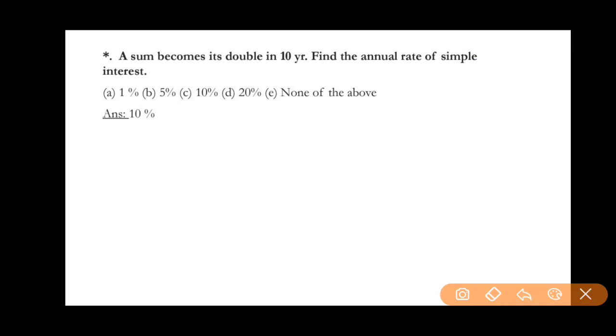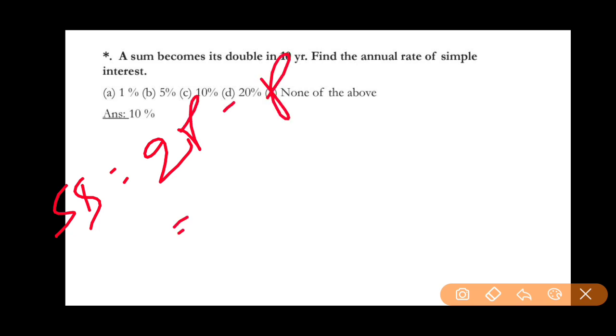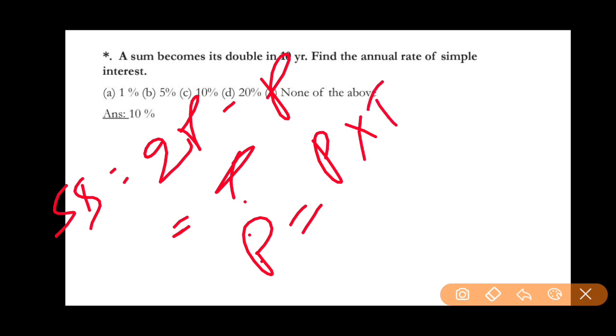In simple interest, 2P is the final value and P will be the initial value. Then the simple interest is P only, right? As you know, the simple interest formula is PTR by 100. So I'm putting P over here. Simple interest SI is equal to principal into time into rate of interest by 100.